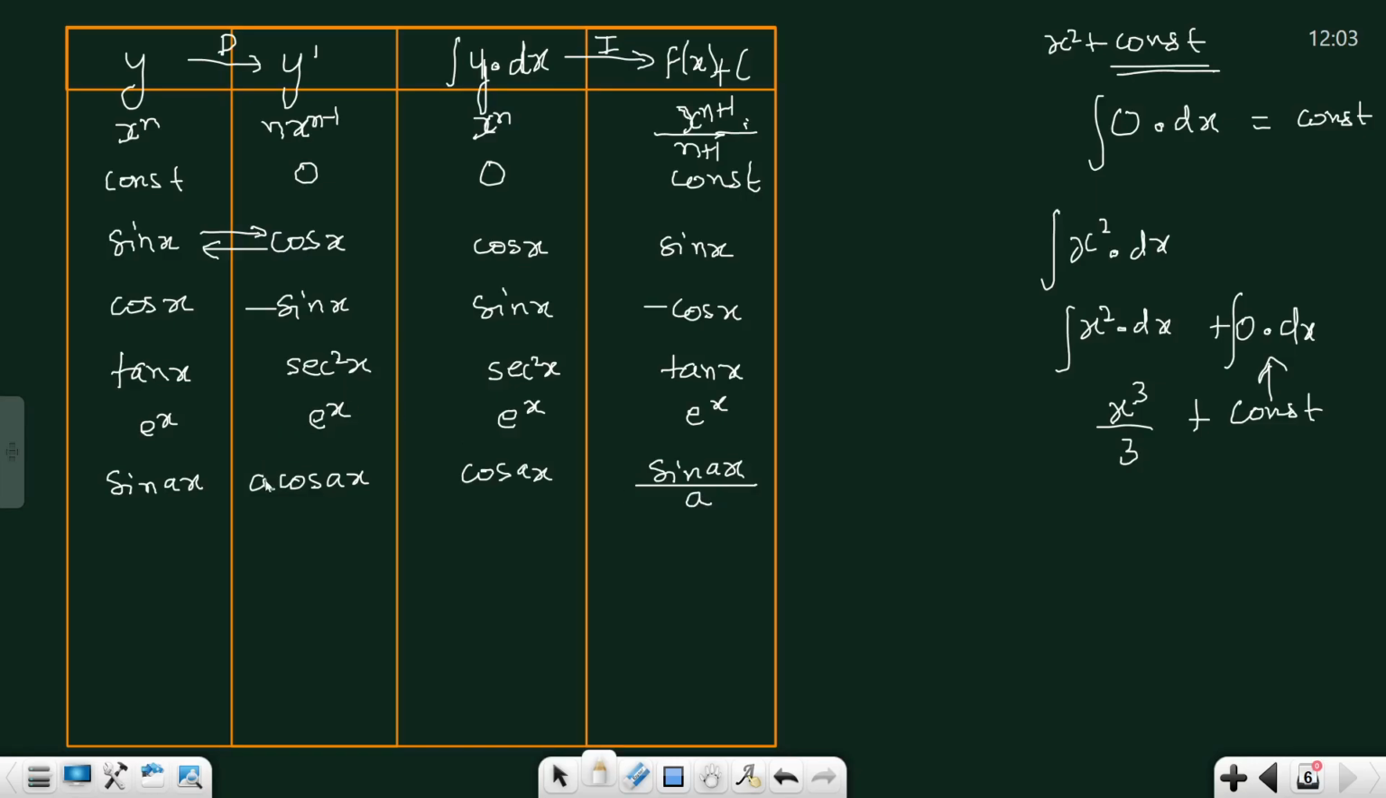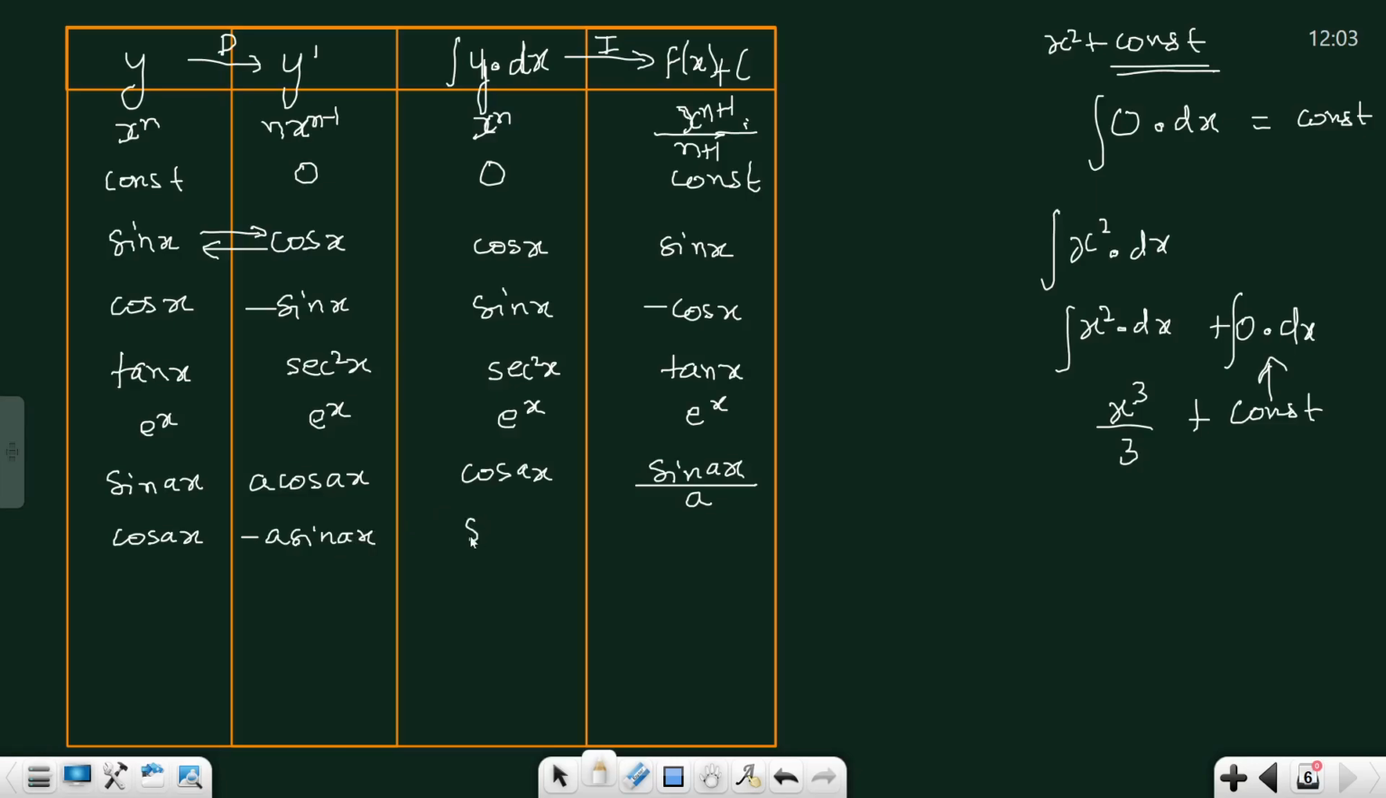In differentiation, the constant a will land here, but in integration this constant will get divided by. This constant will divide the function. In differentiation, you have to multiply the function with a, but in integration, you have to divide the function by a. Everything will be reversed. Now cos ax, you have to write minus a sin ax.